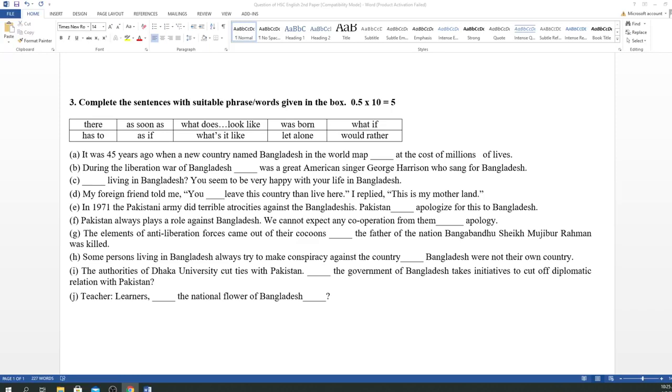Okay, dear students, I'm going to give you the answers. Look at me. The elements of anti-liberation forces came out of their cocoons as soon as the father of the nation, Bangabandhu Sheikh Mujibur Rahman, was killed. Some persons living in Bangladesh always tried to make conspiracy against the country, as if Bangladesh were not their own country. The authorities of Dhaka University cut ties with Pakistan. What if the government of Bangladesh takes initiatives to cut up diplomatic relations with Bangladesh? Teacher, learners, what does the national flag of Bangladesh look like?